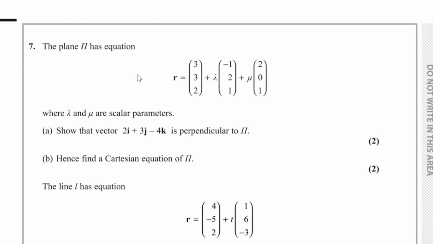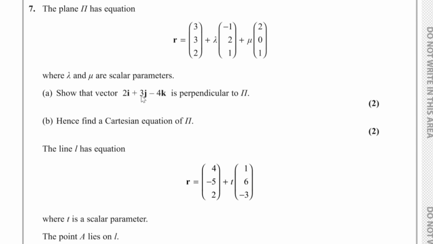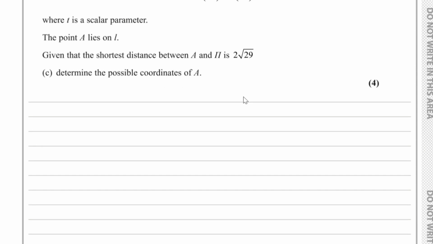Question number 7. The plane pi has equation r equals (3, 3, 2) plus lambda lots of (-1, 2, 1) plus mu lots of (2, 0, 1). Lambda and mu are scalar parameters. We have to show that the vector 2i plus 3j minus 4k is perpendicular to pi. Well, if we take the dot product between this vector and these direction vectors and get 0, we can then conclude that this vector is perpendicular to pi.